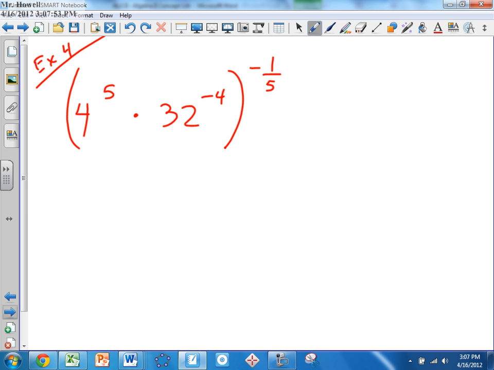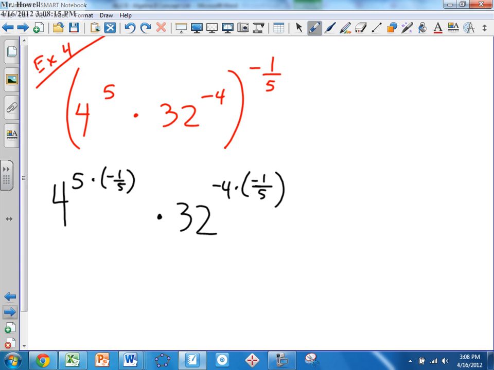So let's do that. Now this is where it's going to get a little bit tricky. So we've really got 4 to the 5th times negative 1/5, times the quantity 32 to the negative 4th times negative 1/5. That's what's really going on right now. We have to take that negative 1/5 that's on the outside and distribute it to both of my exponents. Tricky. What do we get?